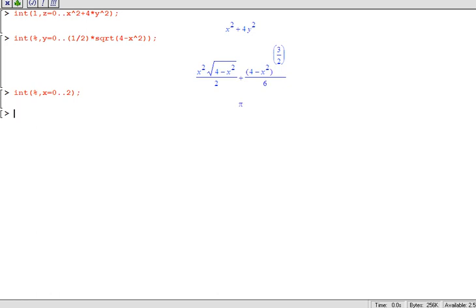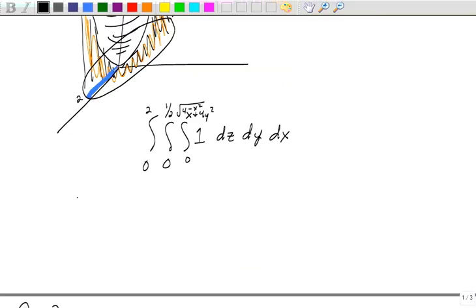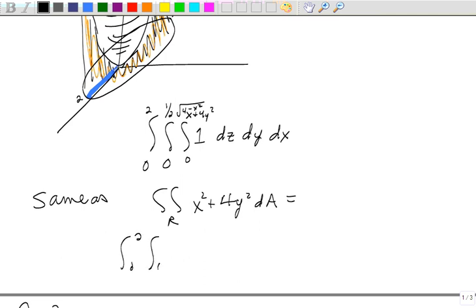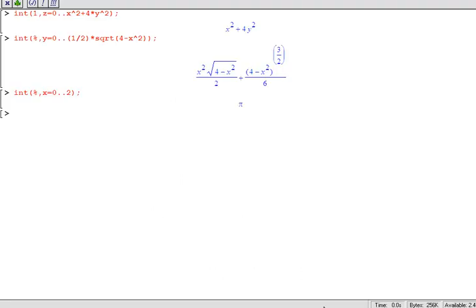Now, that's going to be the same as the double integral of the function. Let me go back to here. So that's going to go from 0 to 2, 0 to 1/2 square root of 4 minus x squared, of x squared plus 4y squared dy dx. And you should be able to see why that's true, but anyway, we'll do it in Maple.